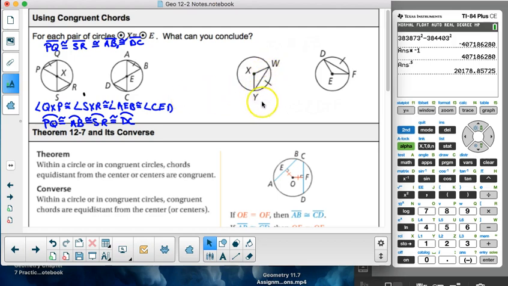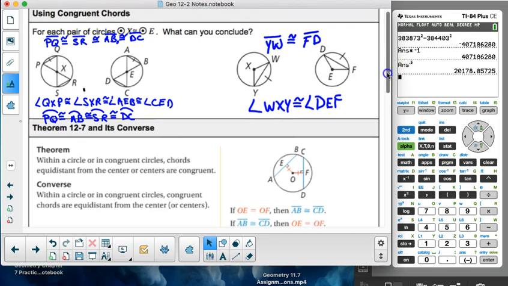Now, hopefully you're seeing that when I'm looking at this, because the arcs are congruent, arc DF and arc WY are congruent to each other, I have angle YXW and angle DEF congruent to each other. So I wrote it WXY, and I have angle DEF congruent to each other. I also have chord WY and chord DF congruent to each other. So I have WY or YW congruent to chord FD. Okay, so keep those in mind. Just from this one marking, I'm able to say that about these two things.